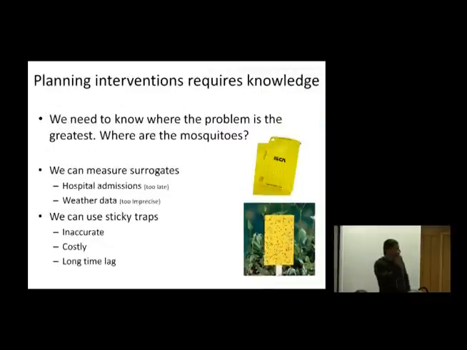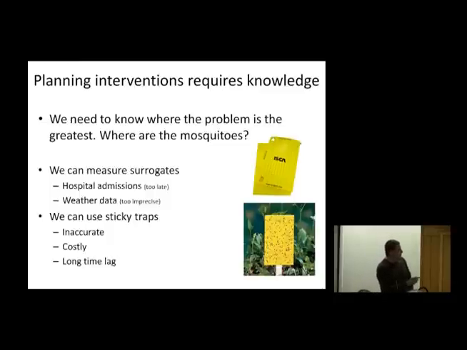And there's two ways you can do this that have happened in the past. One is you measure surrogates. So a surrogate is a measurement of something that you get indirectly. So you can actually call up the hospitals and look at the hospital admissions, and that tells you about the prevalence of malaria mosquitoes. But the problem is, by the time you do that, it's already a month too late, basically. So that's not going to work too well.